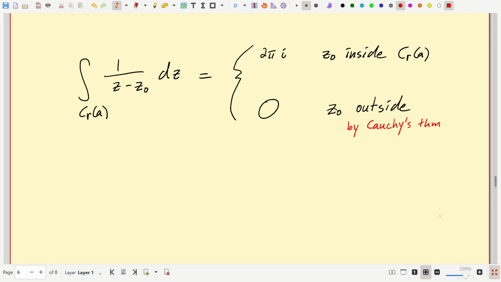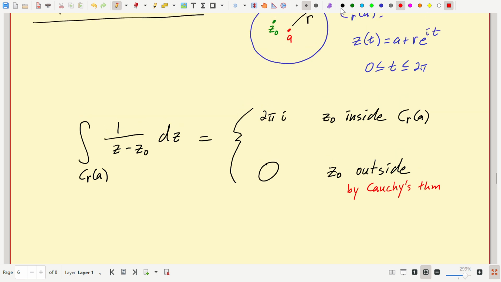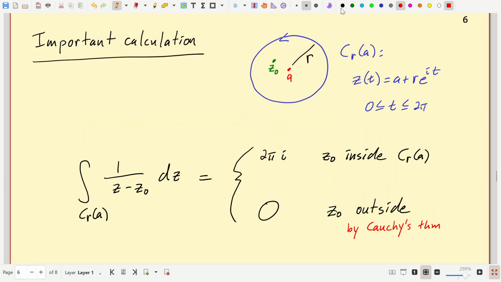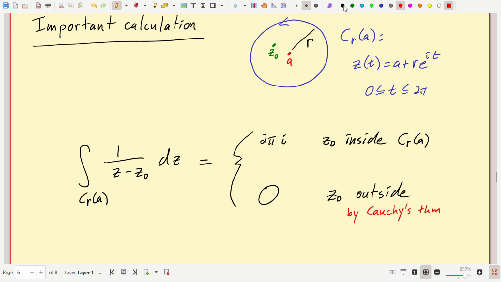There are multiple ways to do this. I think the most straightforward way is to use a branch of log. I'm going to take a branch cut. I might as well use the principal branch. When I take the principal branch of log, I'll have a branch cut that goes out like this. That's going to be a branch cut for the principal branch of log of z minus z naught.